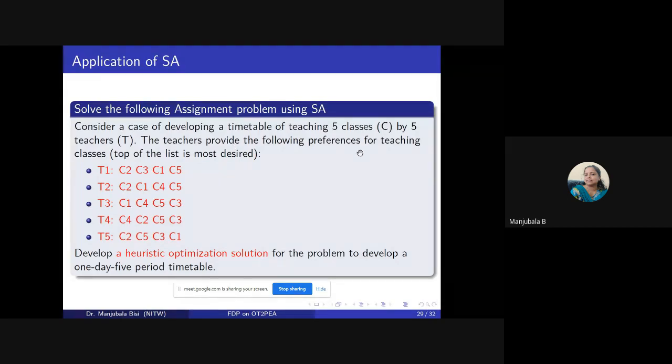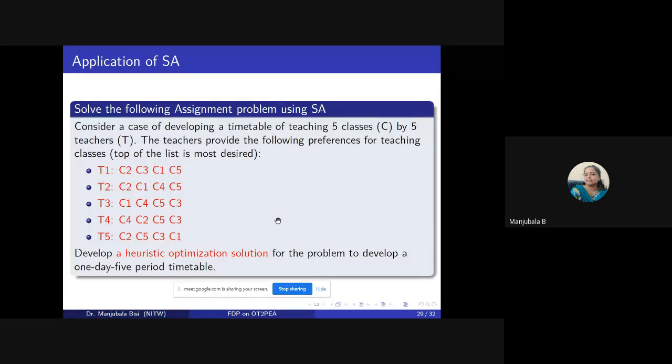The teachers provide the following preferences for teaching classes. The top of the list is most desired. For teacher T1, the preference list is C2, C3, C1, C5. Similarly T2, T3, T4, T5. All the teachers have given 4 preferences, right? You can apply your genetic algorithm also to solve the problem.